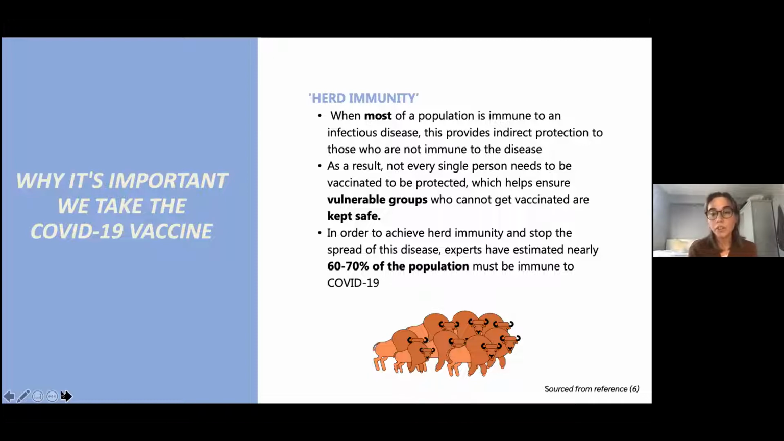So in order to achieve herd immunity and stop the spread of the disease, experts have estimated that nearly 60 to 70% of the population must be immune to COVID-19. So that means it's very much a group effort.